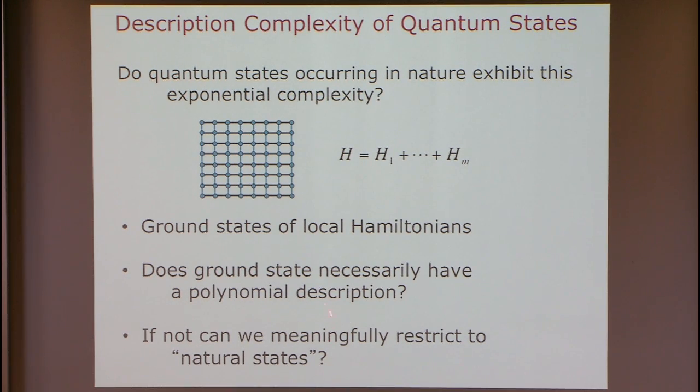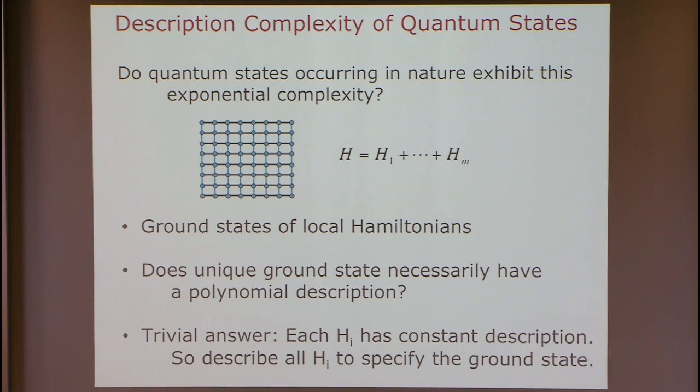And if not, then can we somehow restrict the class of Hamiltonians to some natural, fairly general but natural class where we can get this polynomial description? Now, there's a trivial answer to this. The trivial answer is that each of these terms of the Hamiltonian is local, and it has a constant size description. And the number of terms in the Hamiltonian is polynomially bounded.